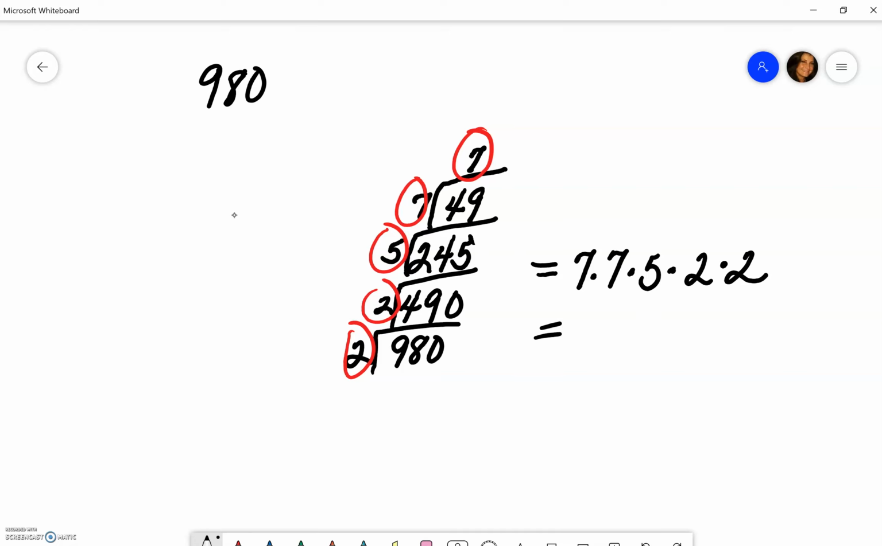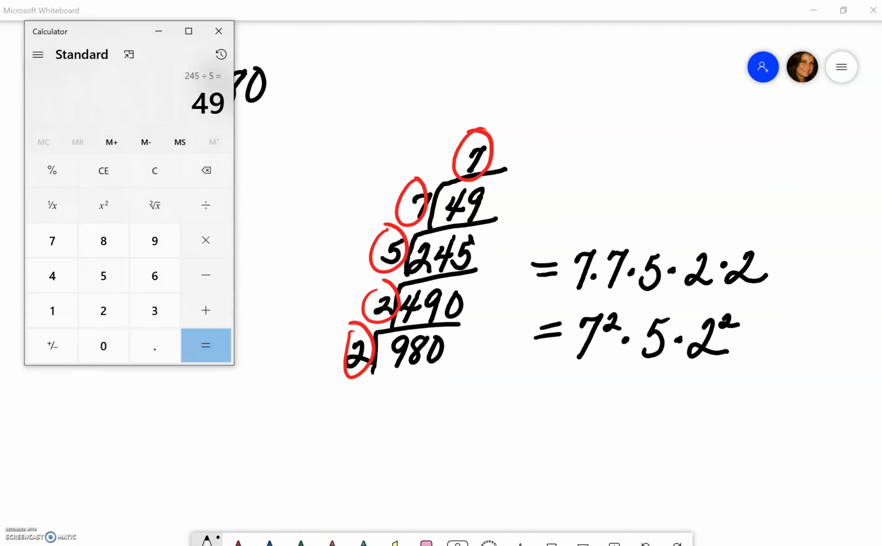Now we rewrite it because we want to collect anything that repeats itself. So 7 is repeated twice, times 5, times 2 repeated twice. If we were to enter all that into the calculator, you should have the same answer, because remember that 7 squared means 7 times 7.